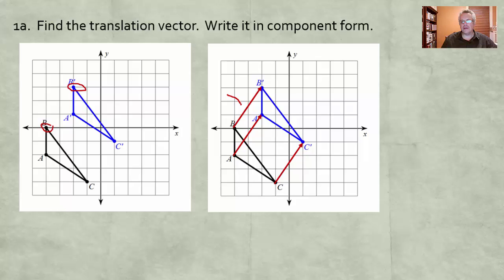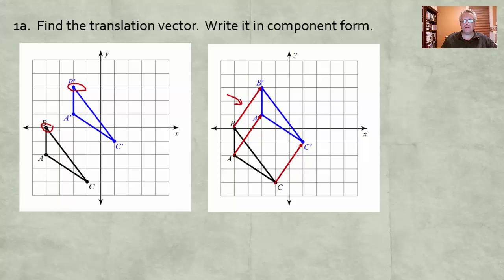There's kind of a lot going on here. It's a little hard to see. But notice this red arrow goes from B to B prime, and it goes up 3, over 2. It describes how the figure moved. Every point moved that way. So we see A moved along the same arrow. C moved along the same arrow. Every point moves along the translation vector.